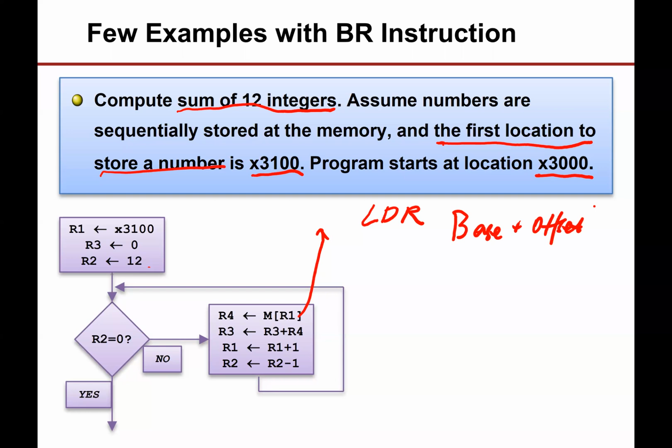The LDR is base offset addressing mode. We used LEA to get an address into a register. You have put the memory location into a base register, right? So that's why we use LDR.